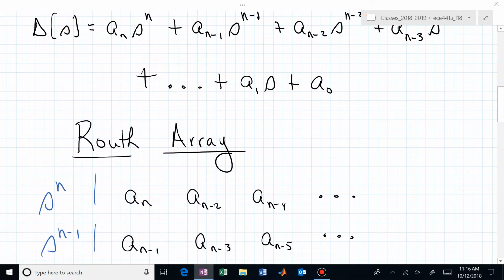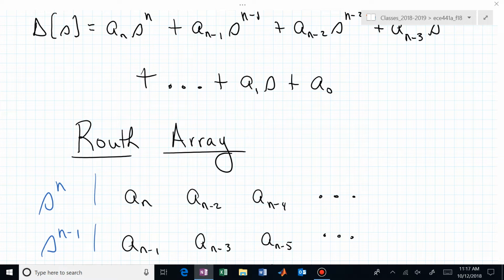The second row, s to the n minus 1, is created similarly, except we now simply step one power down in terms of the polynomial in s. We pull off the coefficient associated with s raised to the n minus 1 power. That's now the a sub n minus 1 coefficient. We start jumping over alternate powers of s, and that means the next column entry in the second row is going to have the coefficient associated with s raised to the n minus 3rd power. So that's going to be a sub n minus 3, skip over a sub n minus 4, pick up a sub n minus 5, etc., until we run out of coefficients. The first two rows of the Routh array construction are available to you from the given polynomial.